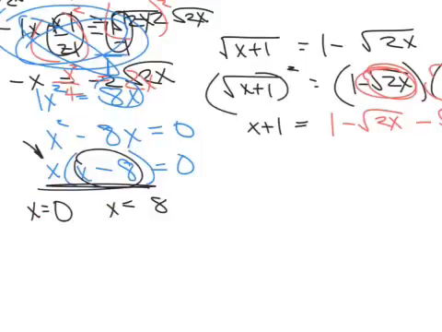Now I have to take both of those answers and put them into the original one to see what I get. And when I put those in, I find out that 8 does not work, but 0 does work. Okay, so then you just write for an answer, x is 0. You throw out the 8.